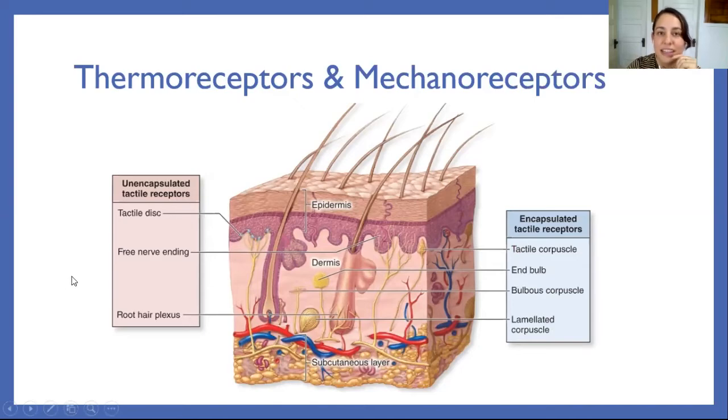But all of these are in the skin, bringing in information such as pressure, allowing us to tell where you're being touched, with how much force, and the duration of it. All that input comes in through those nerve endings.